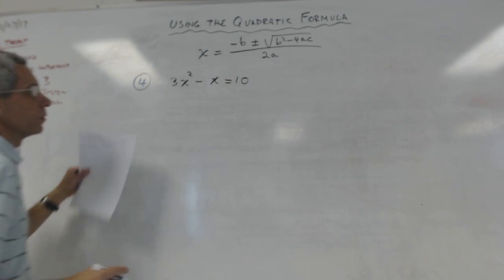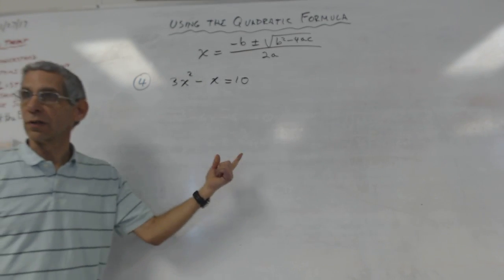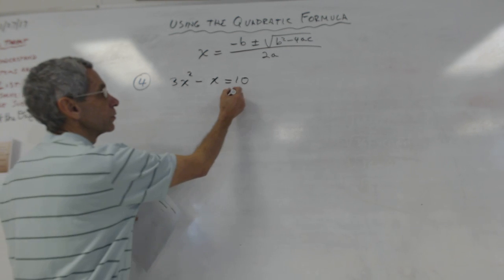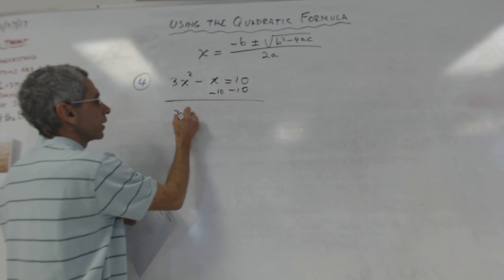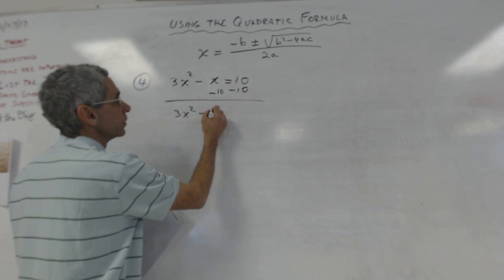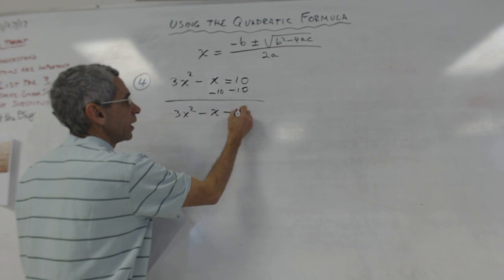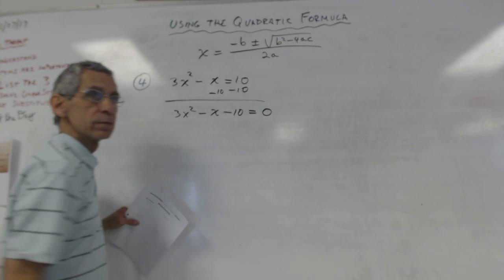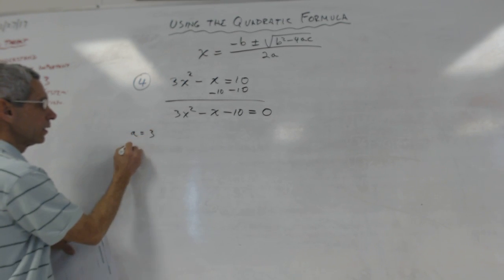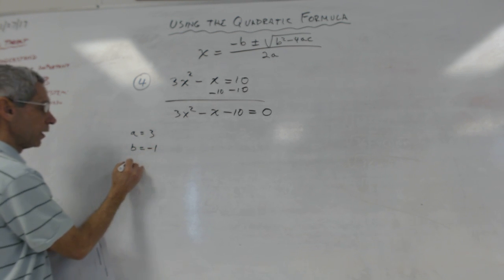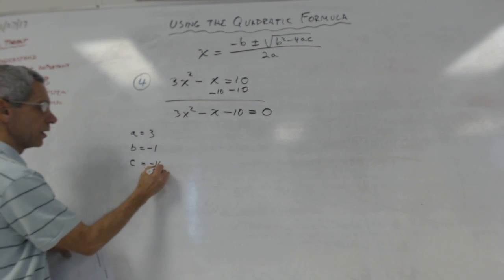All right, 3x squared minus x equals 10. It does not equal 0, so I've got to make it equal 0. I would subtract the 10 from both sides, and I have 3x squared minus x minus 10 is equal to 0. Now I figure out my a is equal to 3, my b is equal to negative 1, and my c is equal to negative 10.